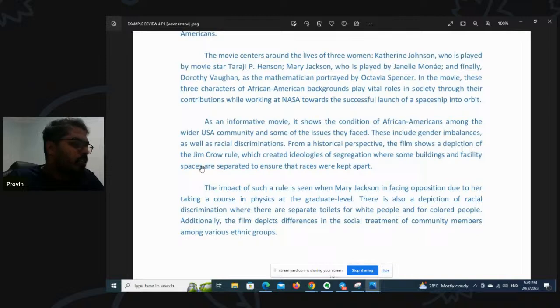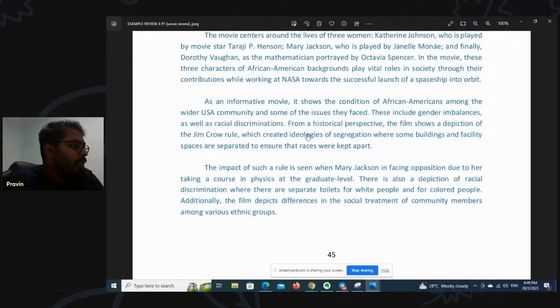Okay, the film shows, whatever it is, if you are good at frying, no matter what the question is. It can be about a food review. You can say from a historical perspective, roti canai has always been a common diet among Malaysians before independence. You can always create things like this. Which created ideologies of segregation where some buildings and facilities spaces are separated to ensure that the races were kept apart. So here it wants to show racism.